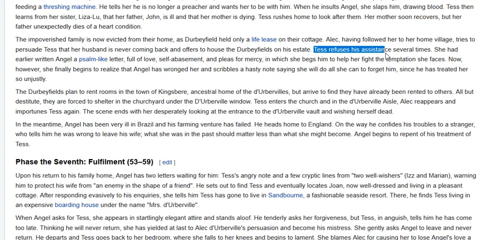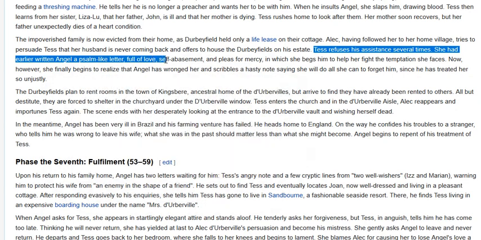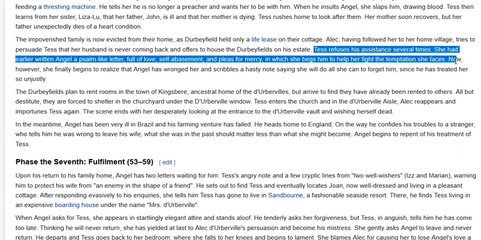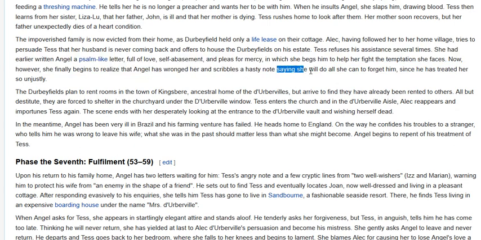Tess refuses his assistance several times. She had earlier written Angel a Shazam-like letter, full of love, self-abasement, and pleas for mercy, in which she begs him to help her fight the temptation she faces. Now, however, she finally begins to realize that Angel has wronged her and scribbles a hasty note saying she will do all she can to forget him, since he has treated her so unjustly.